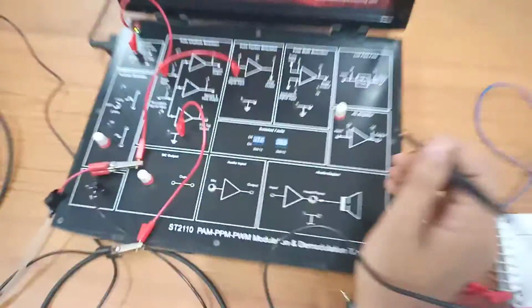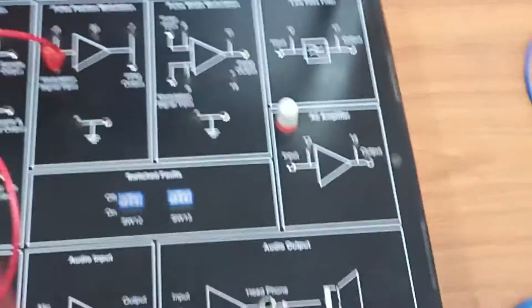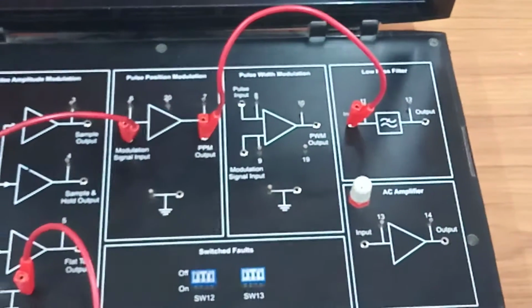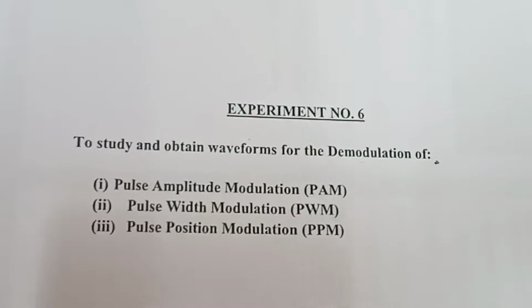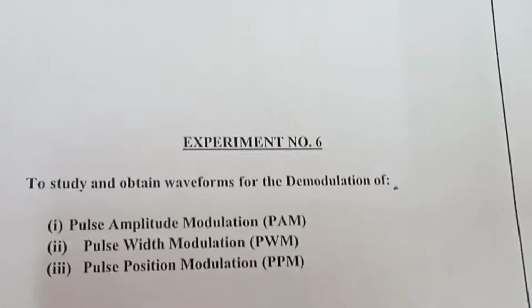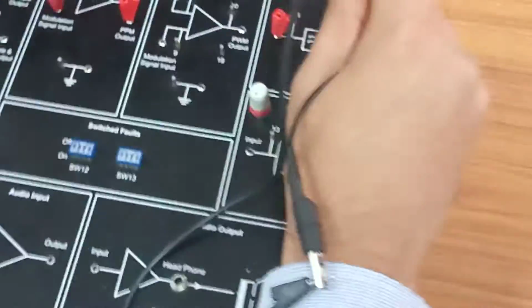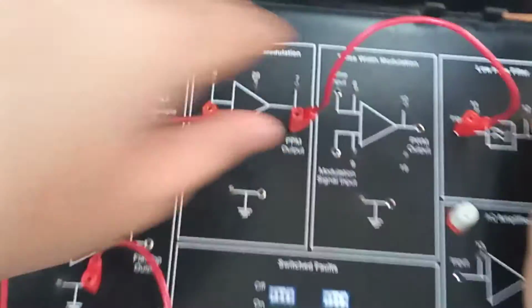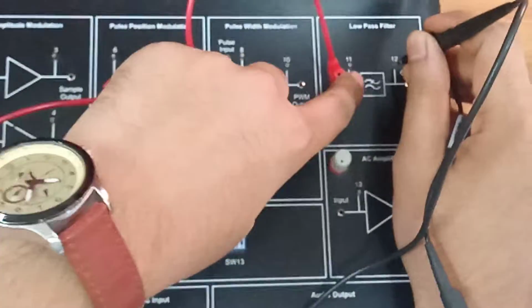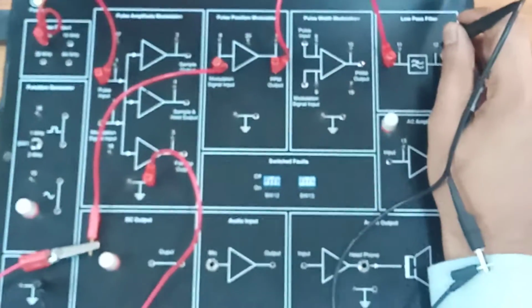What is the next thing? We are going to demodulate this and see how we retrieve the information or signal that we transmitted. Again I'm connecting this PPM output to the input of the low pass filter. This is a demodulation circuit. We are just connecting it to the low pass filter, and we will retrieve the modulating signal here.